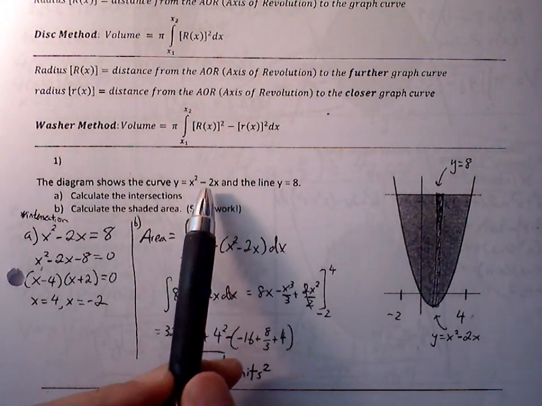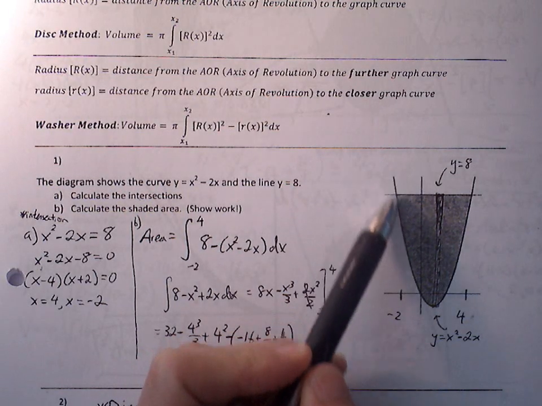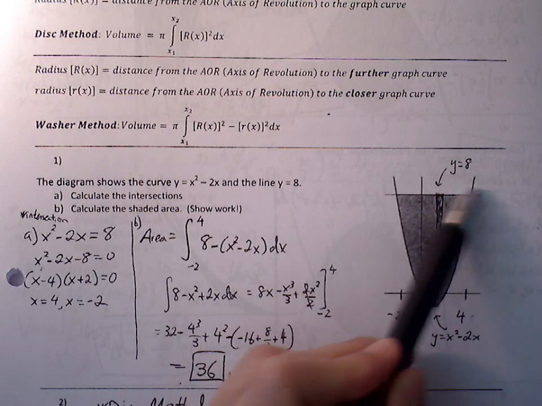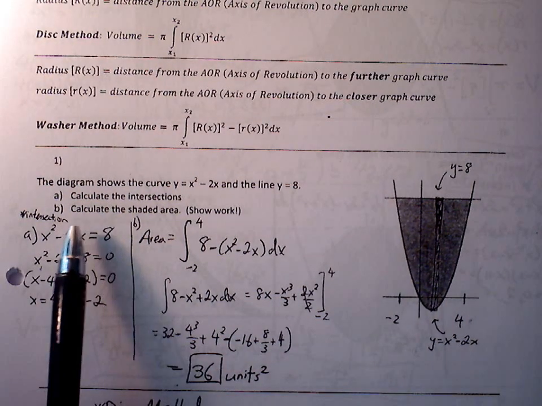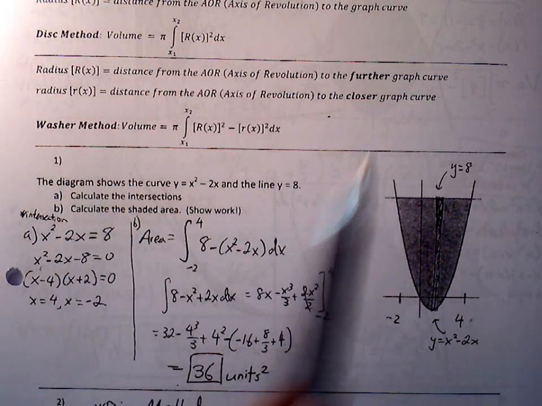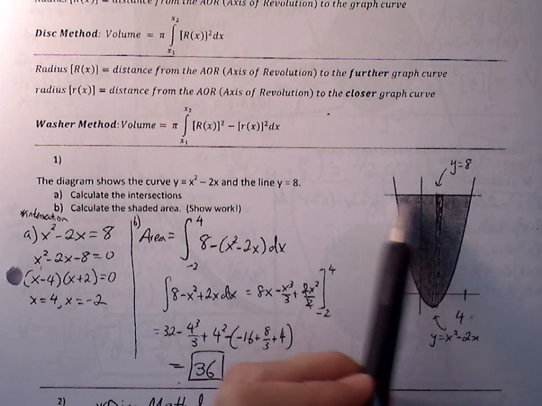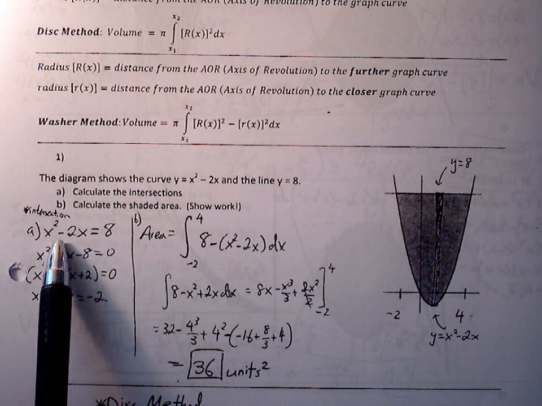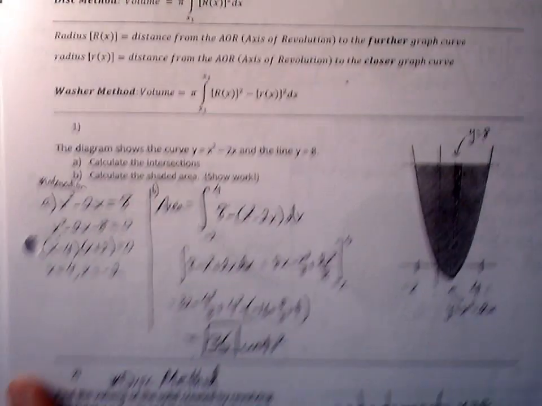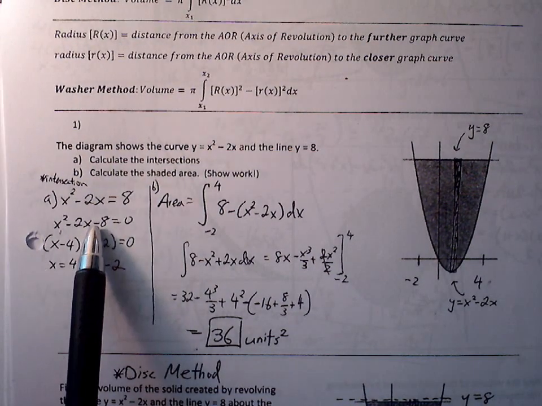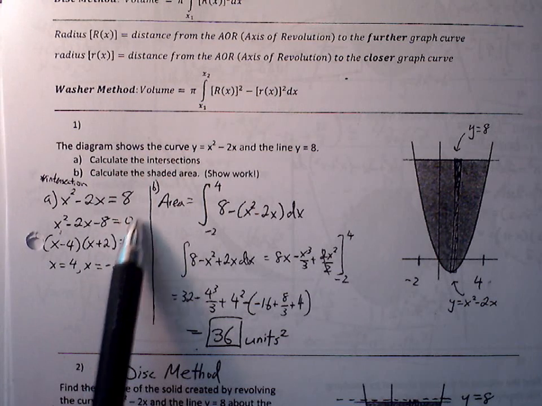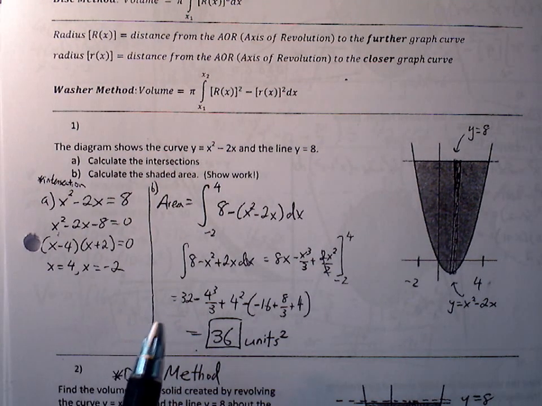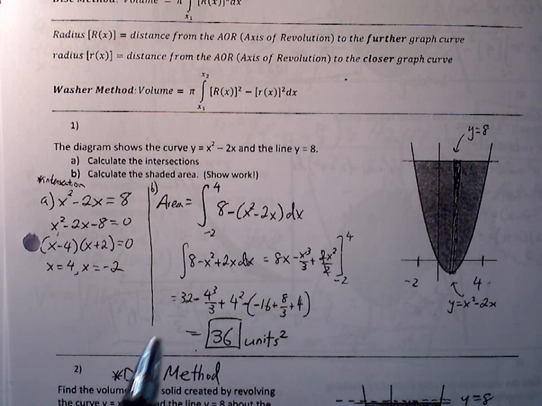We have a graph, a curve, x squared minus 2x, and the line y equals 8. Calculate the intersections. The way we calculate intersections is we set the curve equal to the line. We set the two equations equal to each other. Make sure we bring everything over to one side, get the 0 to show up so that we can factor. And when we factor, we can solve. We get x equals -2 and x equals 4.